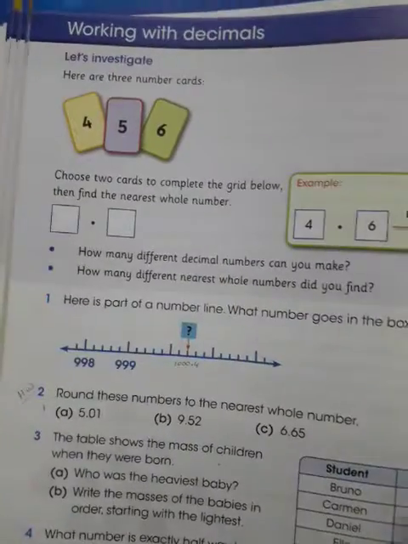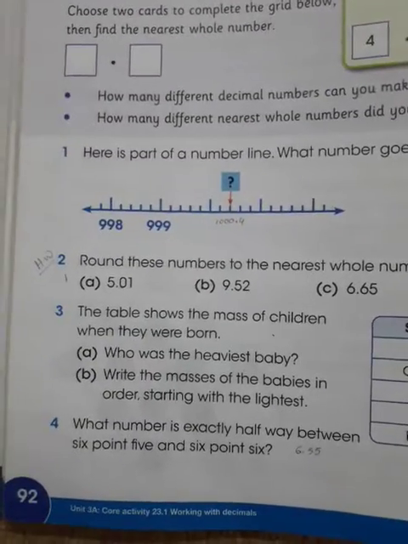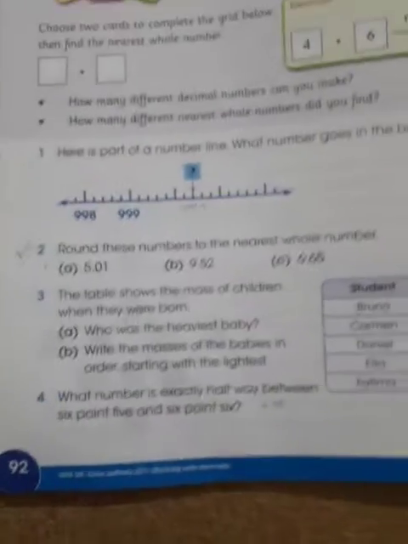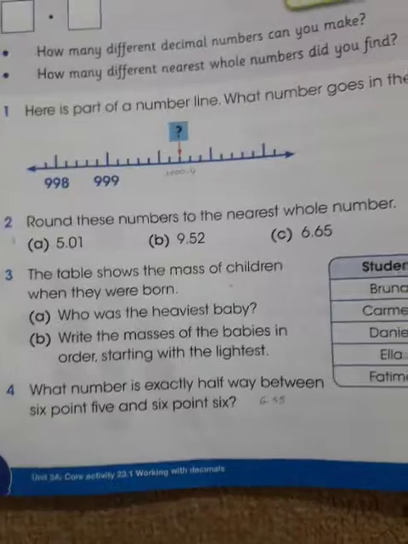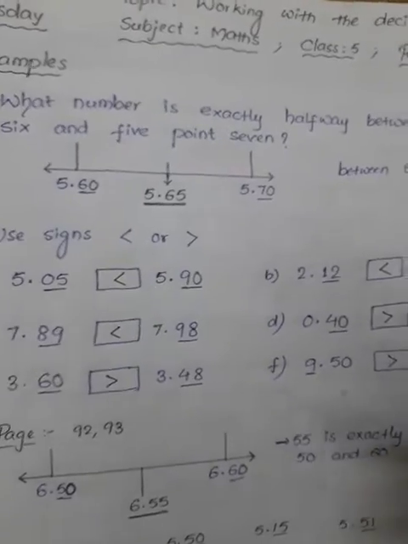Today our topic is working with decimals from page number 92. In the last class, I already explained up to question number 3. Okay. Now, first of all, before we start the questions from the book, we learn some examples, according to the questions.